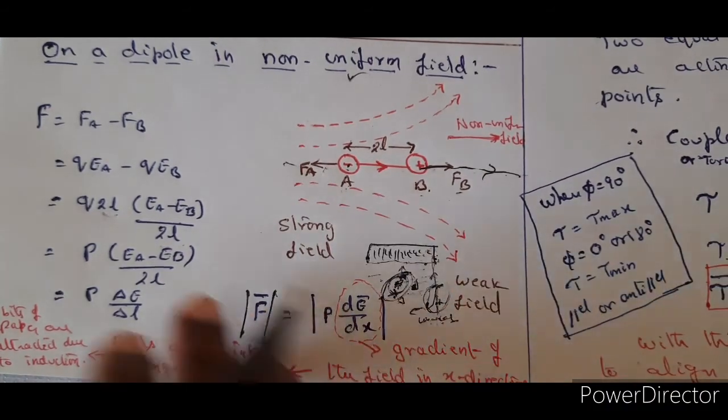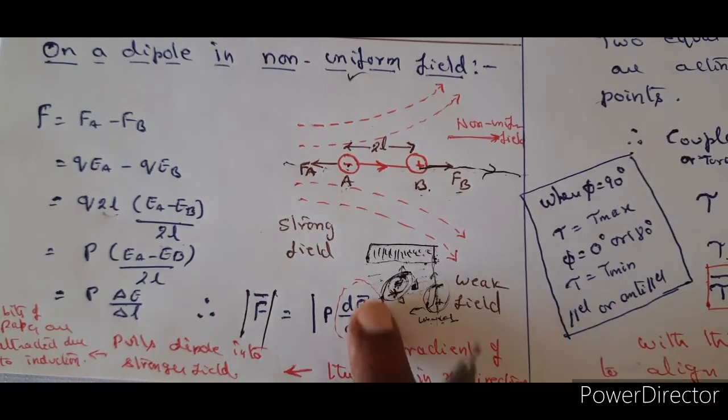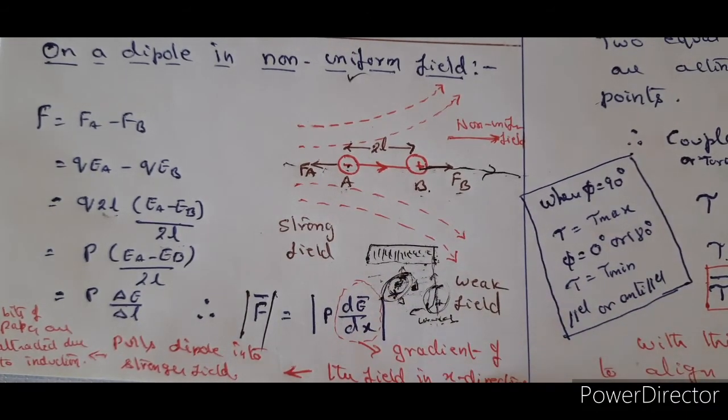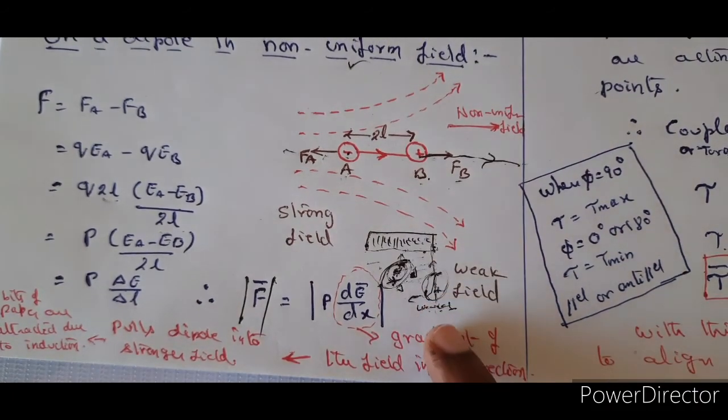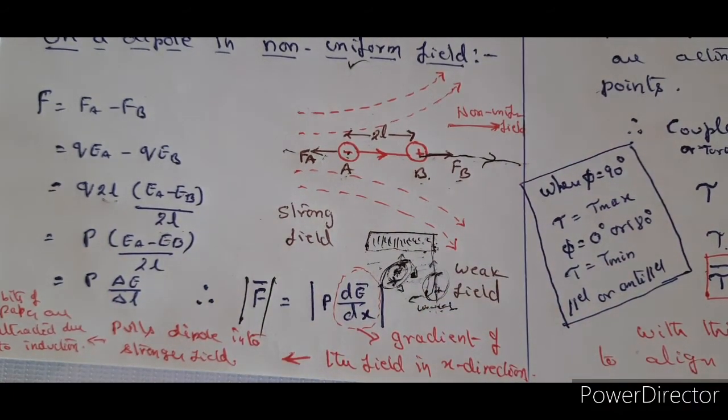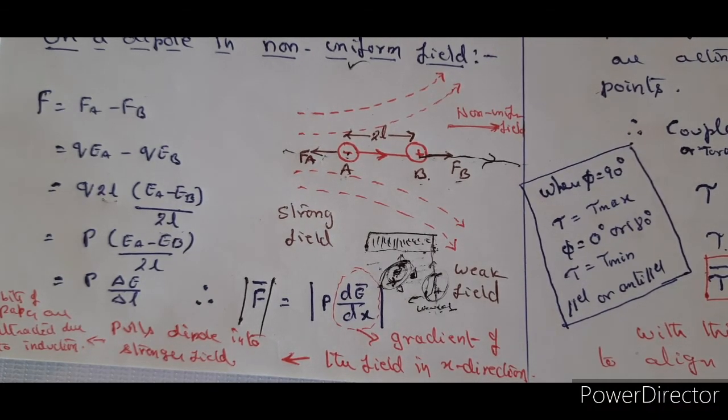So whatever you have studied here, this dE by dx, that is the gradient, the electric field gradient. This makes the dipole move from weak fields to stronger fields. Beautiful, is it not? When you take this as a concept and interpret the mathematical concept with the theory you have already studied, that creates interest in solving problems.